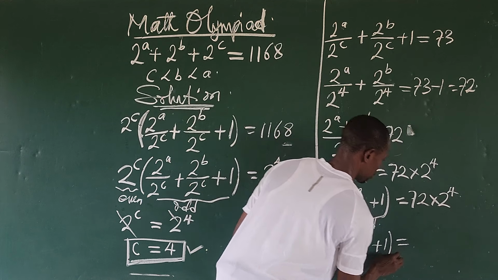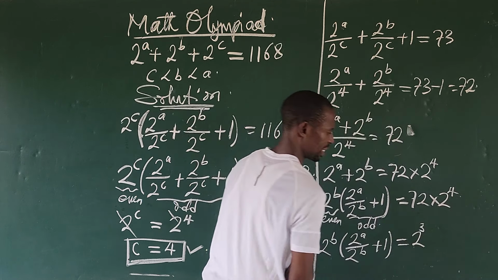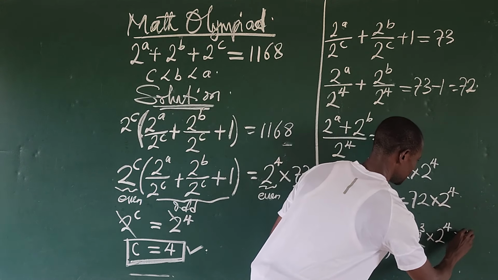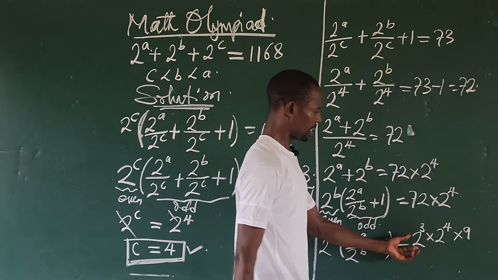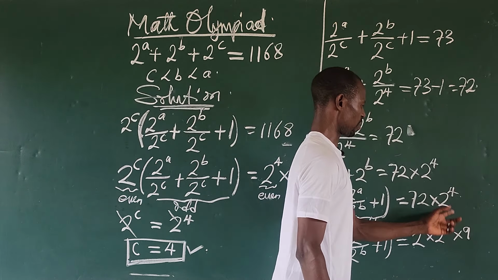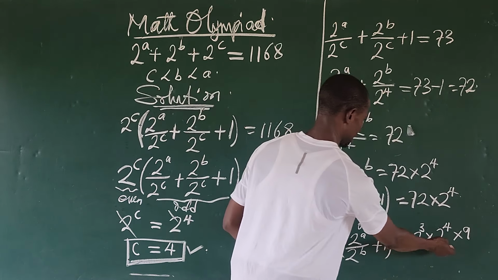This is equal to, here we're going to have 2 to the power of 3, which is 8, times 2 to the power of 4, times 9. Easy. This is 8. 8 times 9 will give us 72. The 2 to the power of 4 is what we have here, and that's what I brought down here now. Okay? So we can now keep this.